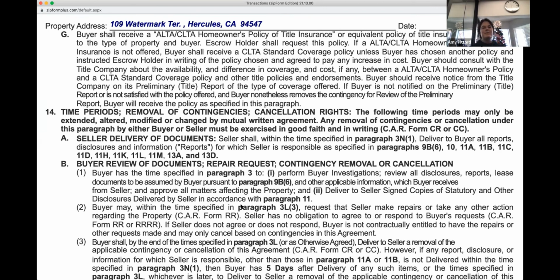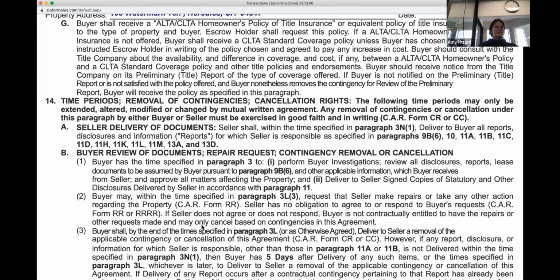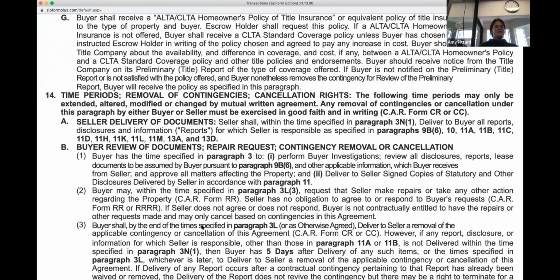Buyer shall receive notice from the title company on its preliminary title report of the type of coverage offered. If buyer is not notified on the preliminary title report, buyer will receive the policy as specified in this paragraph. And that is the end of section 13, title and escrow. Any questions about paragraph G?